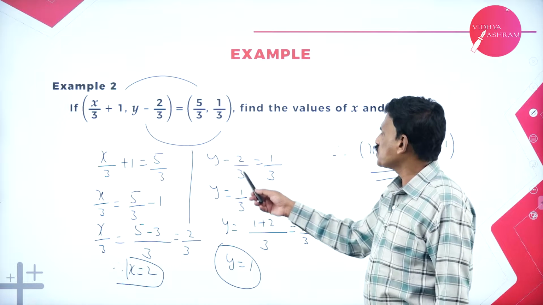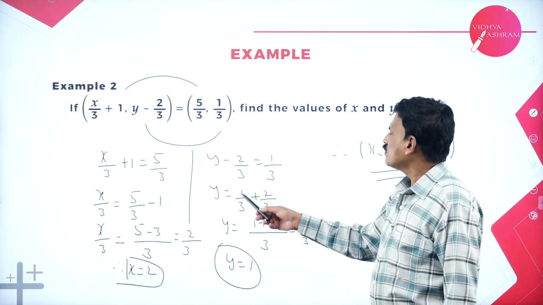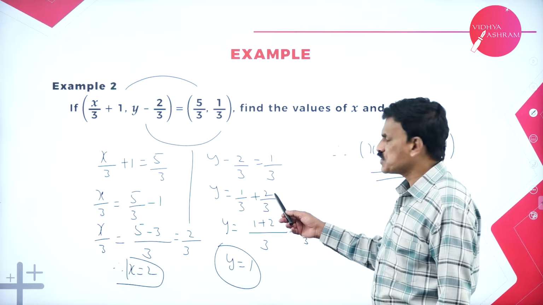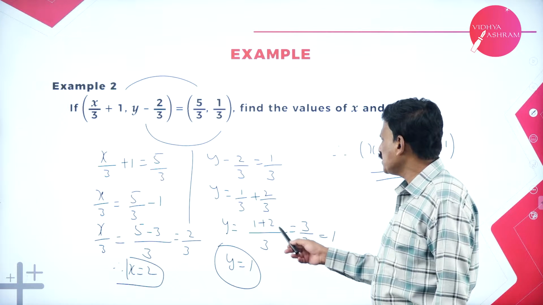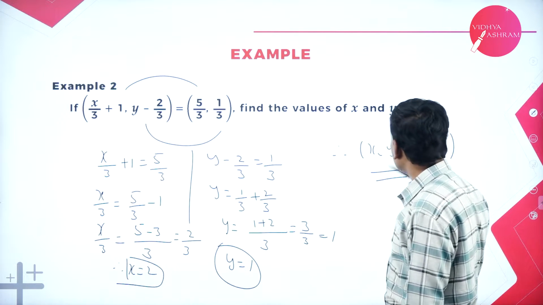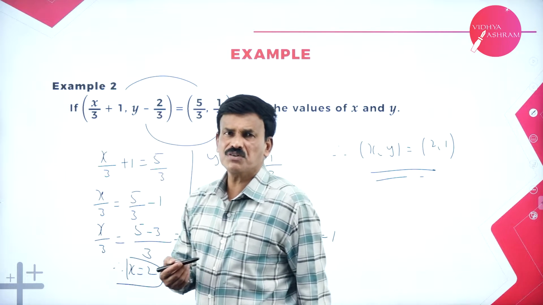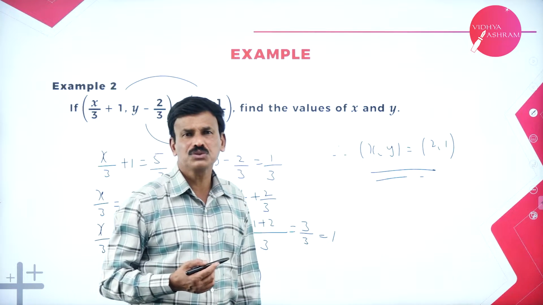Here, y minus 2 by 3 is equal to 1 by 3. Y is equal to 1 by 3. Transfer this: minus 2 by 3 becomes plus 2 by 3. So, 3 is the LCM. 1 plus 2, 3 by 3 is 1. So, y is equal to 1. Therefore, the required values of x and y are x comma y is equal to 2 comma 1.